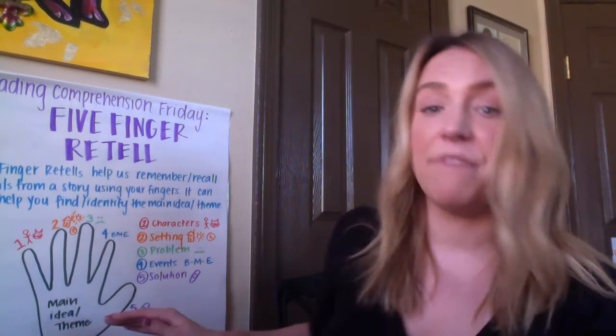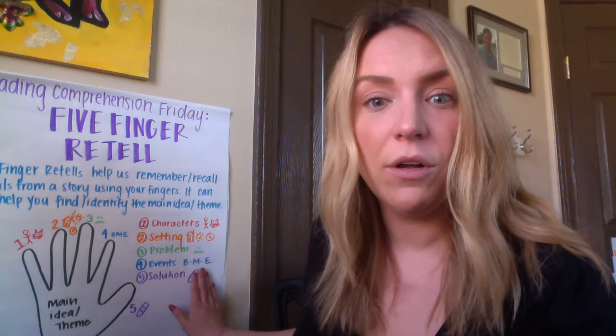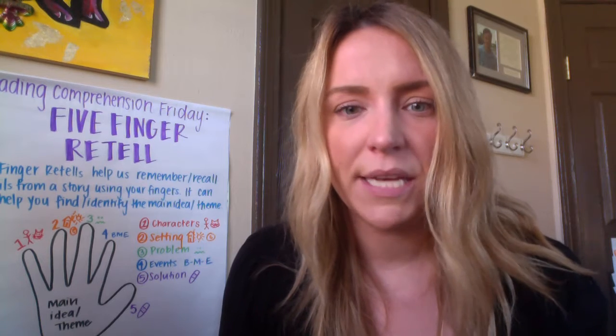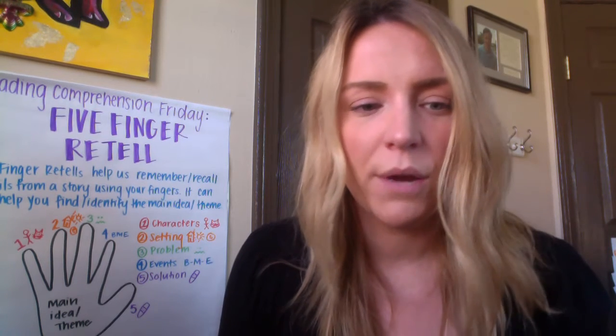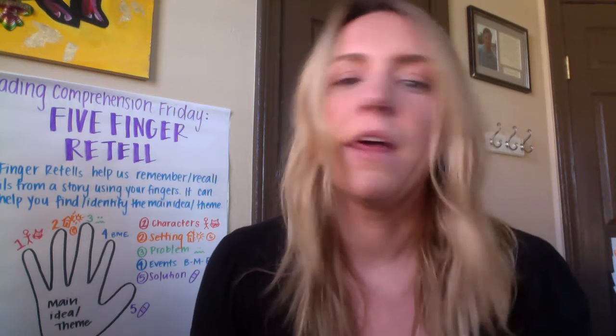The fourth component of a five-finger retell is going to be the events. And characters, setting, problems, these can all be a part of the events that happen in our story. So events are going to be the beginning, middle, and end of our story. It's a great way to summarize or briefly retell the plot of your story, what's happening in our story. So events, beginning, middle, and end, another component.